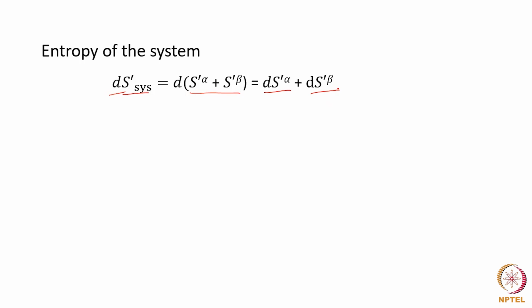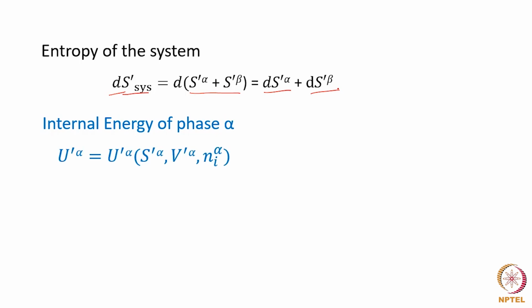This is within the system, and we can write the internal energy of phase alpha as follows. U alpha, which is the extensive variable, is written as a function of entropy, volume, and the number of moles of species i in alpha. If there are C species, then we consider i going from 1 to C, where C is the total number of species.